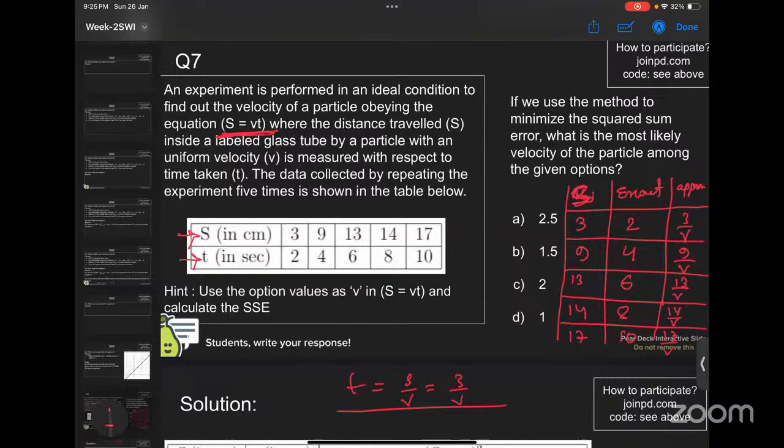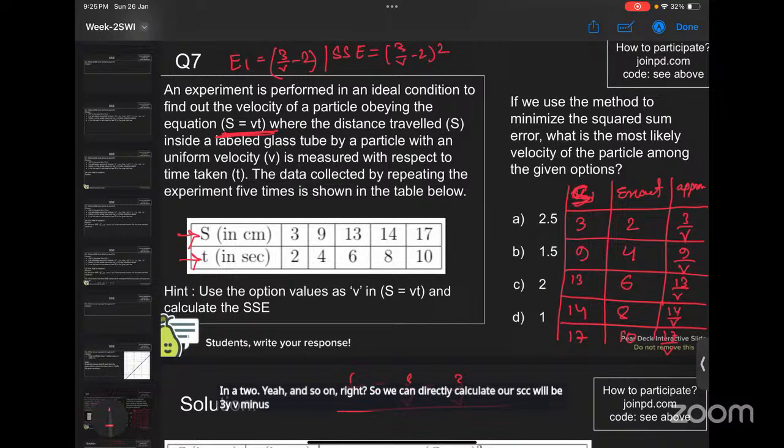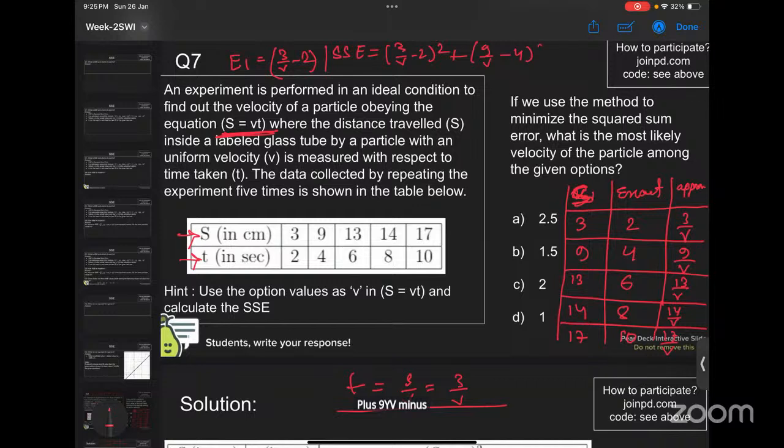Okay. Then what is our error 1? 3 by V minus 2. Error 2? 9 by V minus 4. Yeah. And so on. So we can directly calculate our SSE. The SSE will be (3 by V minus 2) square plus (9 by V minus 4) square plus (13 by V minus 6) square plus (14 by V minus 8) square.